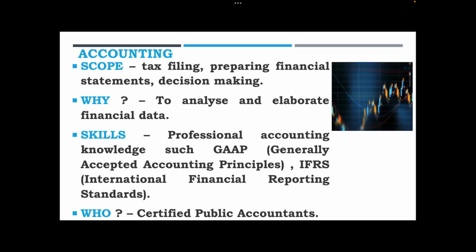Next is the accounting. Accounting is what? It is for your tax filing, preparing financial statements and decision making. It is done to analyze and elaborate the financial data. It is done by the certified public accountants. The skills required for this are the professional accounting knowledge such as GAAP, जो generally accepted accounting principles है, and IFRS, that is International Financial Reporting Standards.